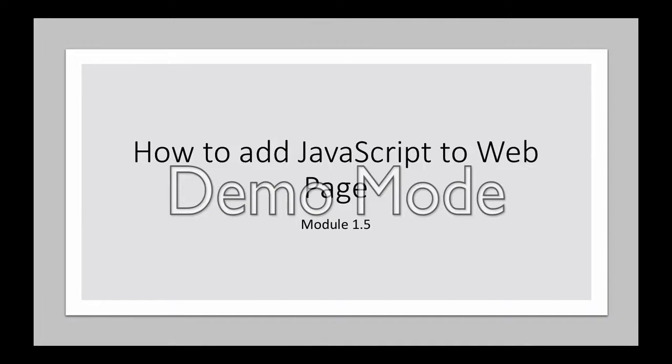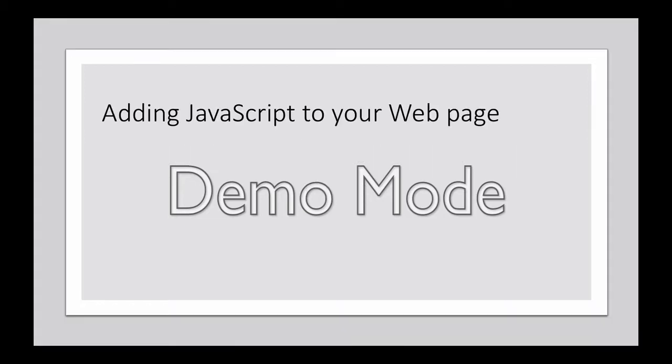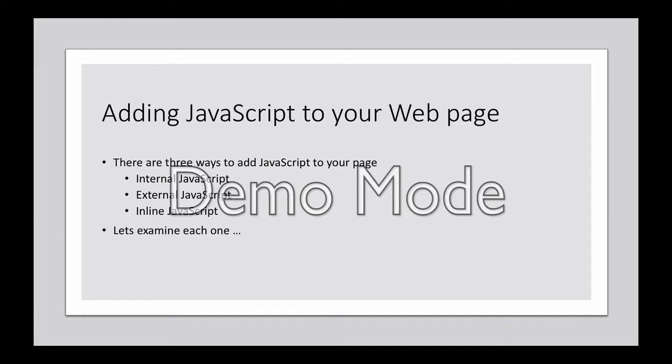In this module, we will talk about how to add JavaScript code to our web page. There are three key ways to add JavaScript code to our web page. The first is internal JavaScript. The second is external JavaScript. And the third is inline JavaScript. Let's go ahead and examine each one.